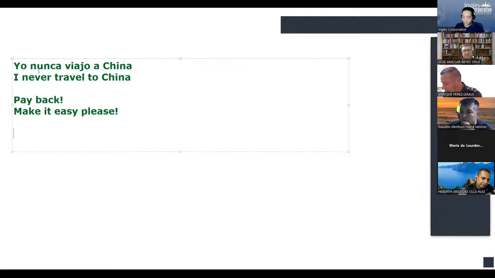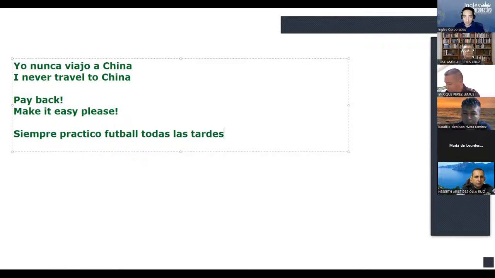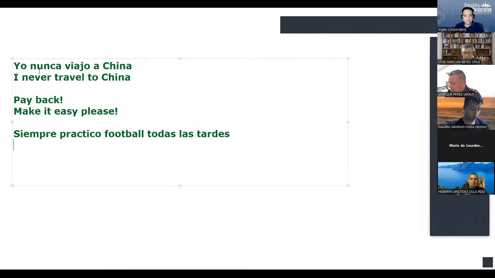¿Cuál es la oración, Baudilio? Siempre practico fútbol todas las tardes. Todas las tardes. Well, in English is soccer. I always to practice soccer every afternoon. ¿Es así, teacher?